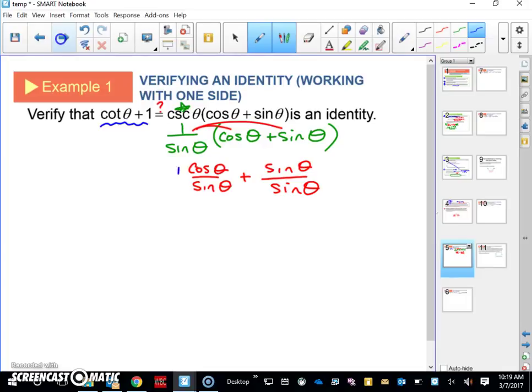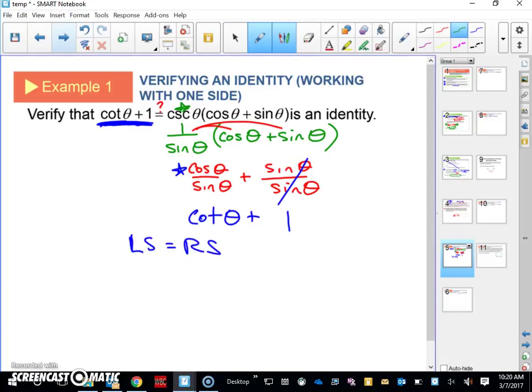And so I see right here, cosine theta over sine theta. I know what that is. That's one of my fundamental identities. I know that is cotangent theta. And that's good because I want cotangent theta. Plus, sine theta over sine theta is going to cancel out and be 1. And so I have exactly what I need. I have my right side equal to my left side. And as soon as you get left side equals right side, you're finished. You don't have to write LS equals RS, but that's what you're looking for.